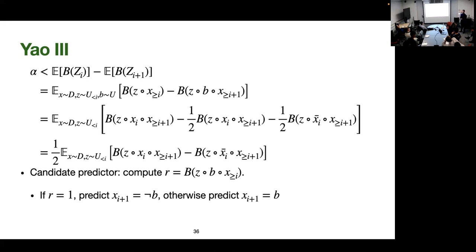Yes, exactly. There is some good index i where we cut the distribution off after i and replace it with x, and we try to predict the i-th bit, the i plus first bit of x. Oh gosh, that should be i-1. And so the candidate predictor that we get is: see what the circuit outputs here. If the circuit outputs 1, flip b and output that as our prediction, and otherwise don't flip b and output that as our prediction.